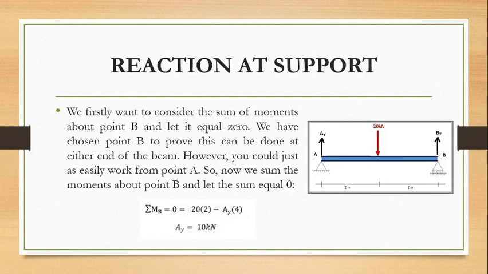So the equation would be that the sum of moments at B is equal to 0. So what is the bending moment? Bending moment is the force, which is 20, into the distance from the support, 2, minus AY. If we solve this equation, we get AY, which is 10 kilonewtons. That means that in response to an external force of 20 kilonewtons, the support point A is producing a reaction of 10 kilonewtons, which is in the opposite direction to the external force.